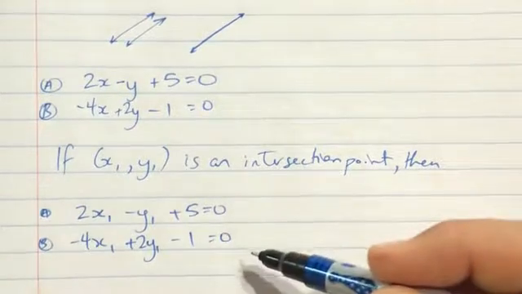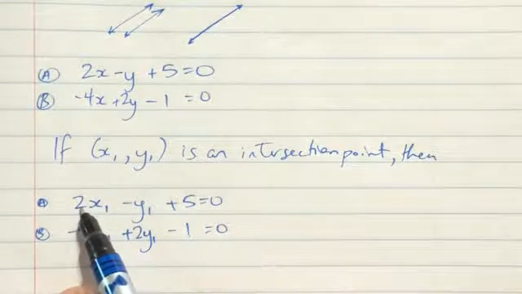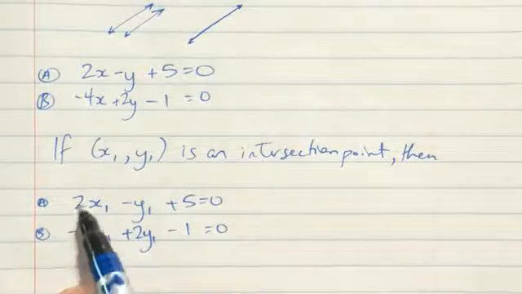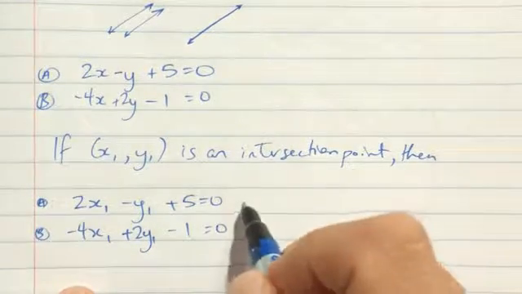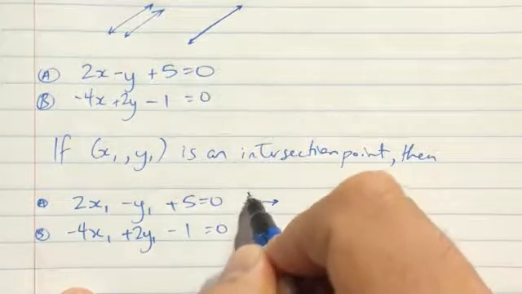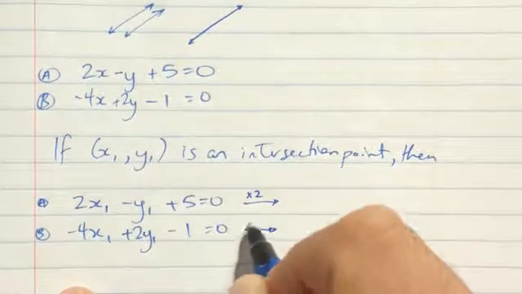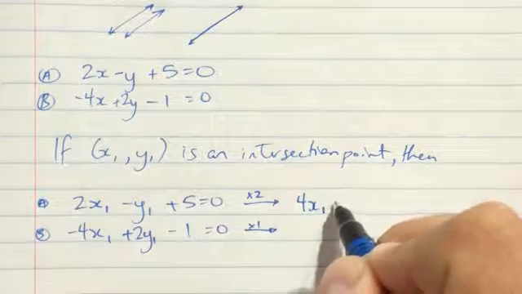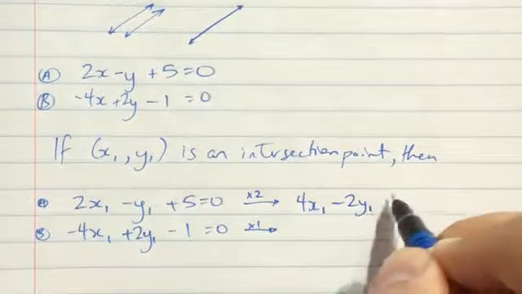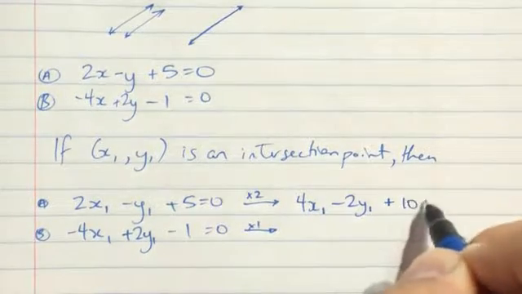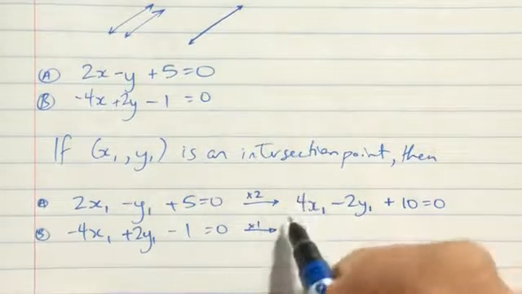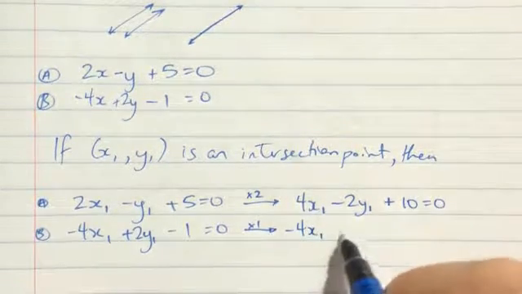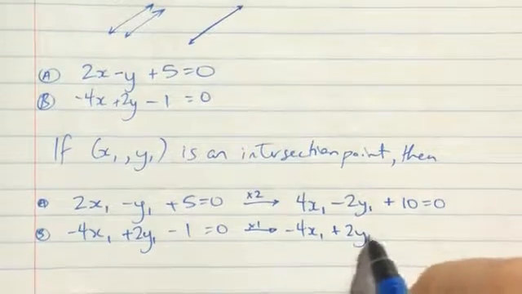Now these equations are really close to one another because, look, if I multiply the top one by 2, I'll end up with the same coefficient and opposite sign as the bottom one for the x term. So I'm going to multiply by 2, and the bottom one I'll leave alone. For the top one I get 4x1 minus 2y1 plus 10 equals 0, and for the bottom equation, I'm going to leave it as it is.